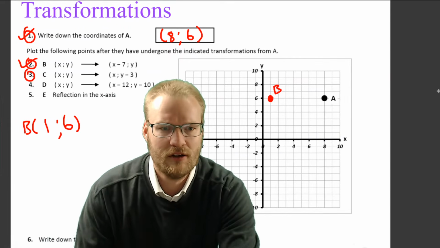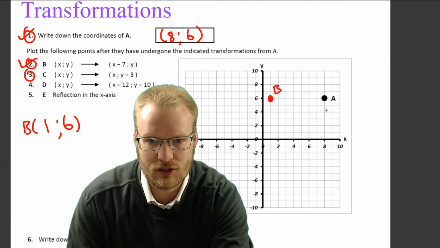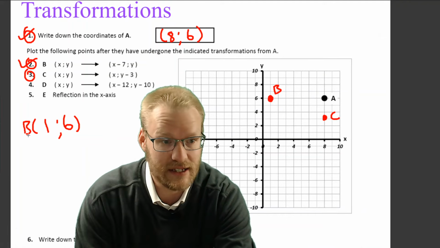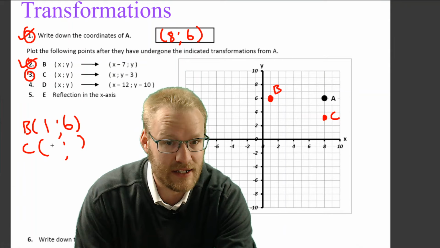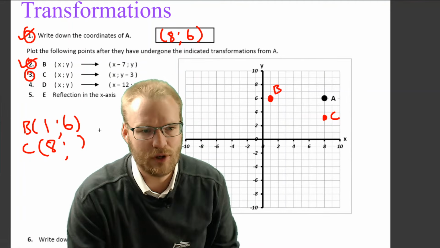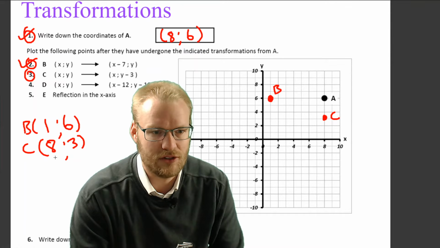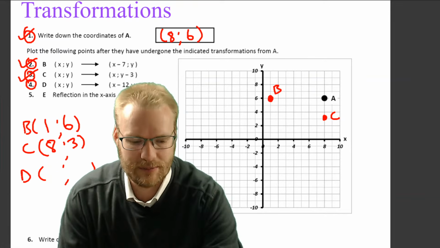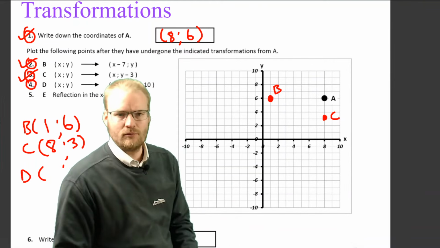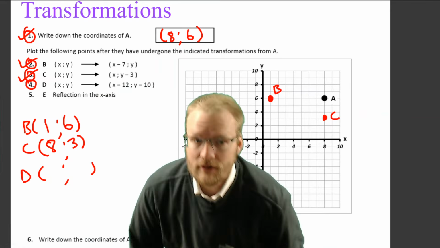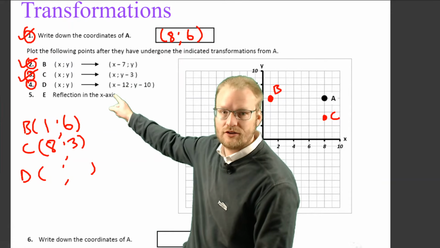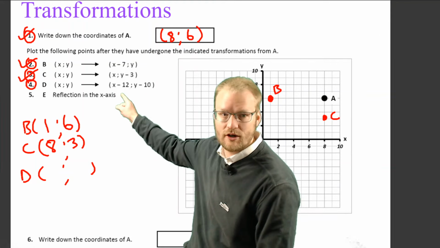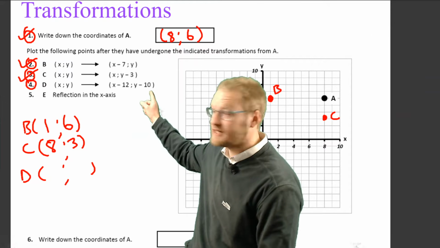Cool, so hopefully you got there and said the y went down 1, 2, 3, so it was at 6, now it's sitting at 3. So here's C, and let's write it down. The x stayed the same, so it's still 8 from the original point, and the y has gone down to 3. Okay, now let's look at D. For D, more is going on, right? Here we've got two things going on. We've got minus 12 and minus 10. So we've got to subtract 12 from the x and subtract 10 from the y.